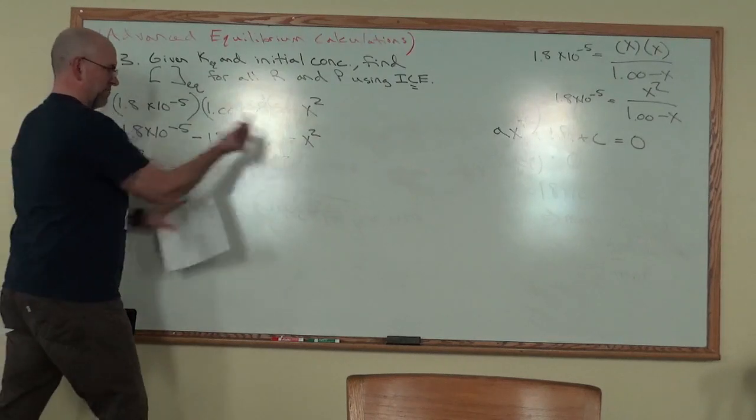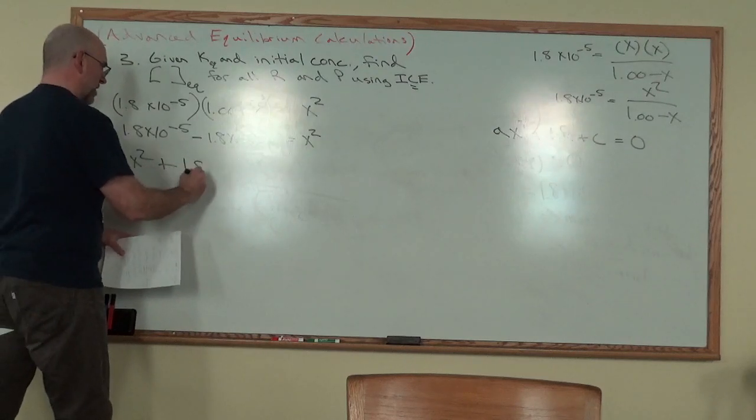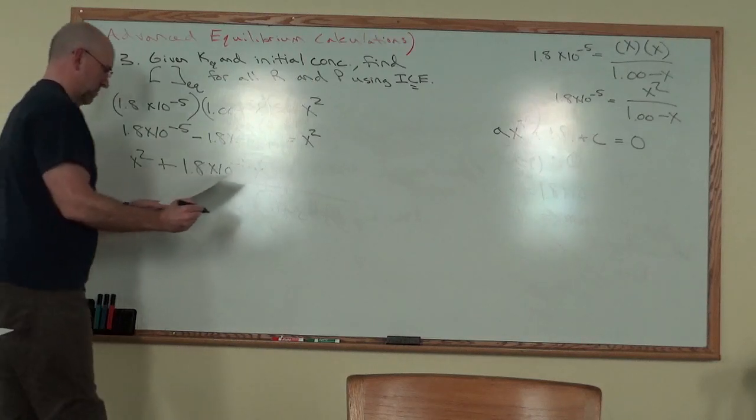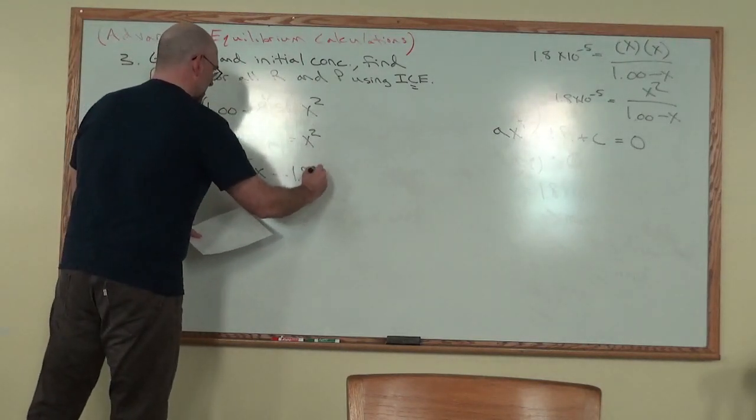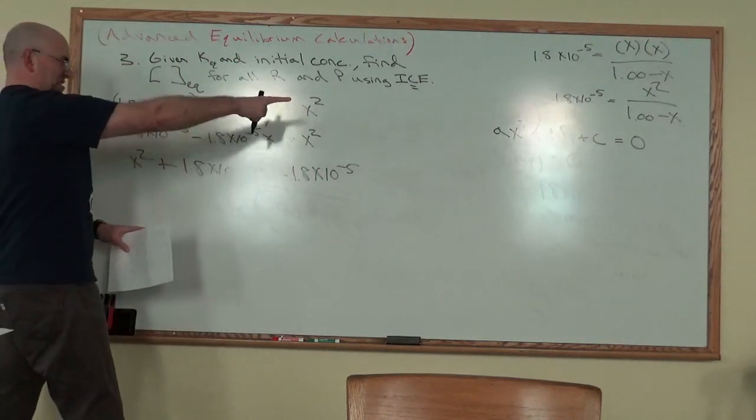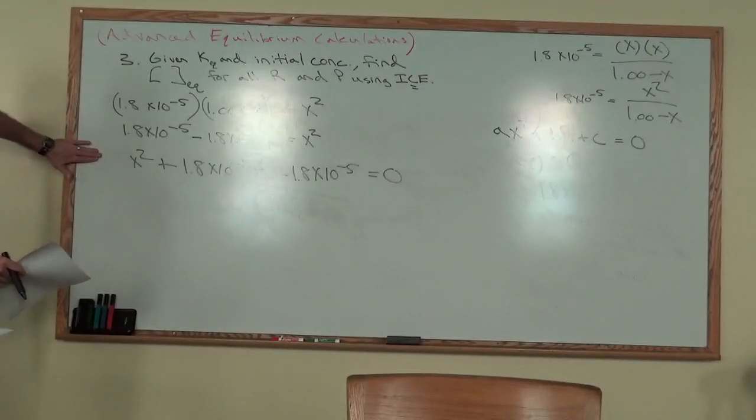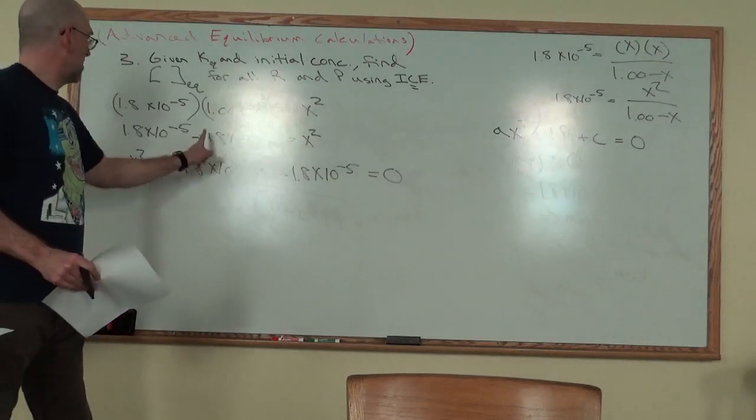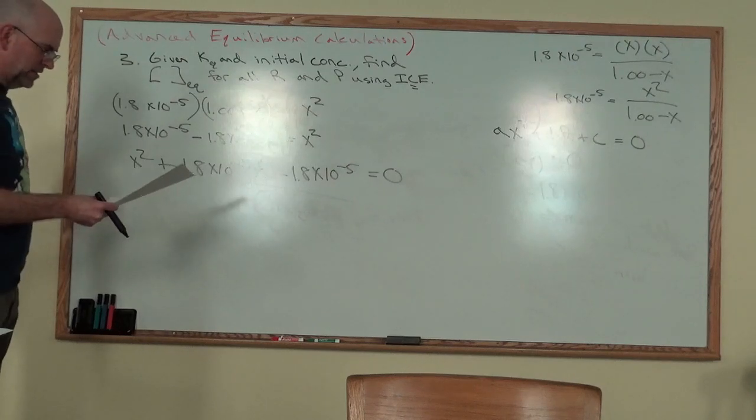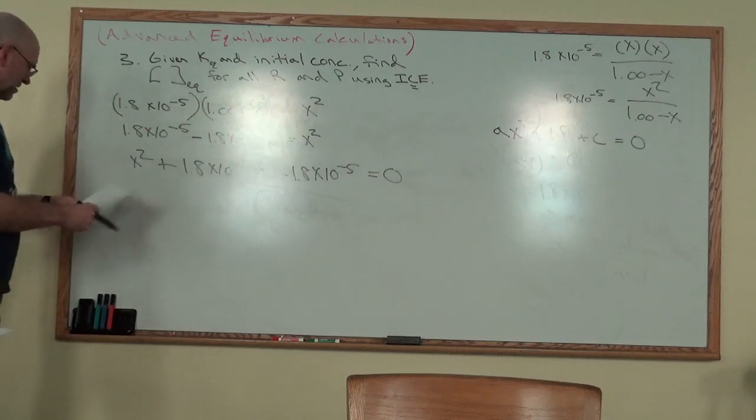I'm just going to flip this whole thing around. I've got to bring the other two. This is going to be plus 1.8 times 10 to the minus fifth x, minus 1.8 times 10 to the minus 5 with nothing. See what I did? So it looks like that, equals 0. You could write 0 equals x squared plus this minus that, but it's the same thing. Great. So now we get to apply the quadratic formula.